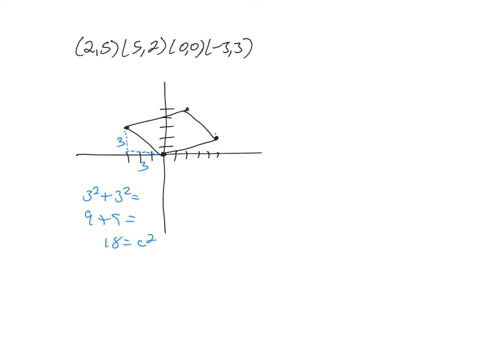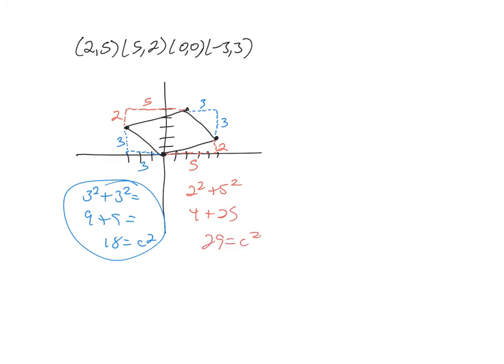Well, if I go over here, 3 and 3, same problem. Okay, and then do the same thing with the other side. So that's up 2 and to the right 5, and then that one is 5 and 2 also. Equals c squared.